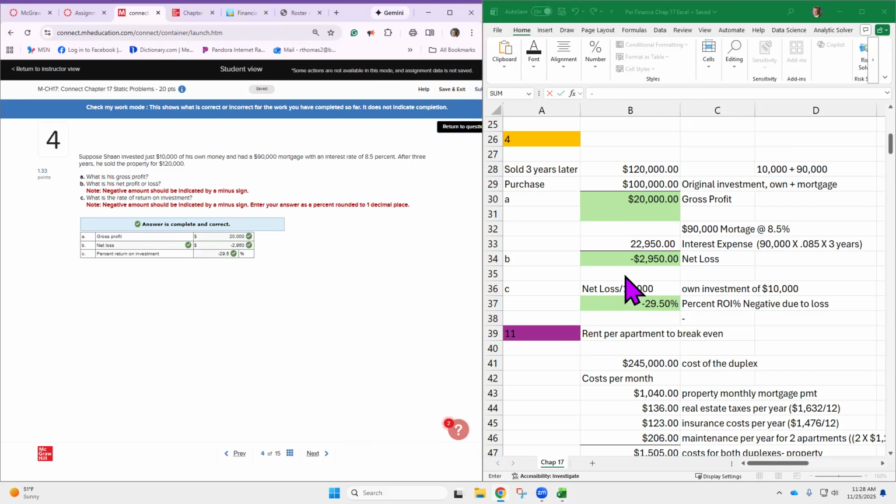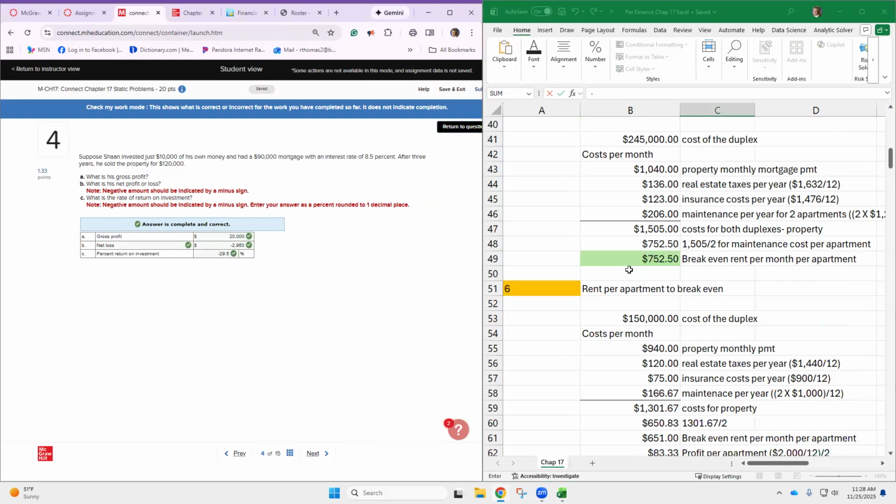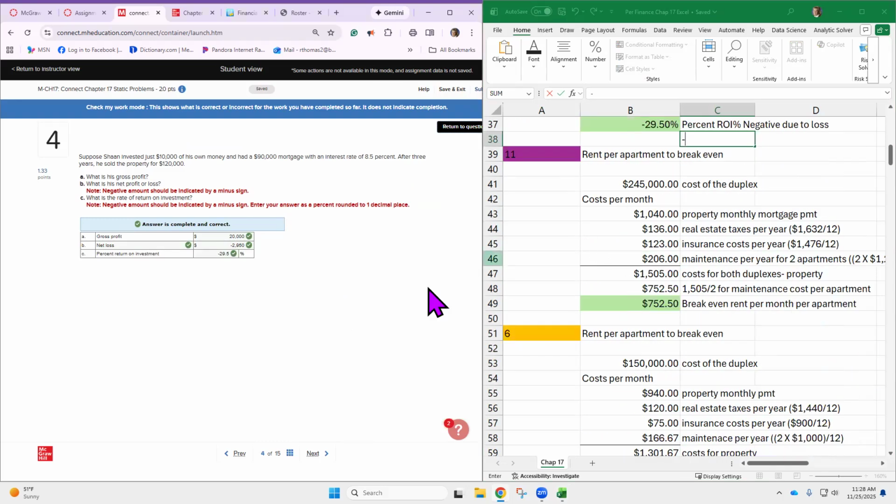Okay, so we've looked at a lot of returns that were positives, and they don't always happen like that. It's just the way it goes.